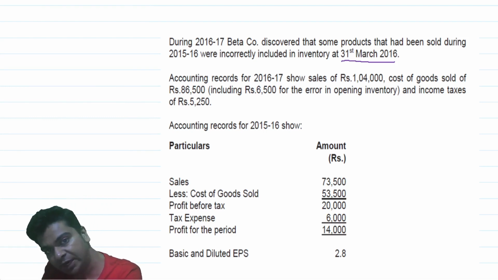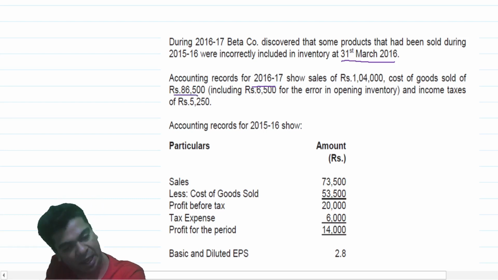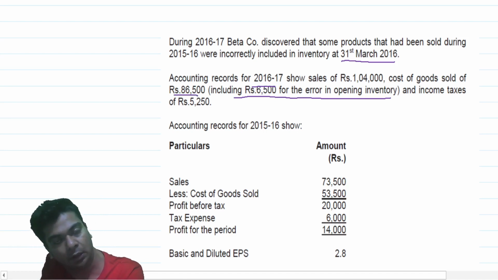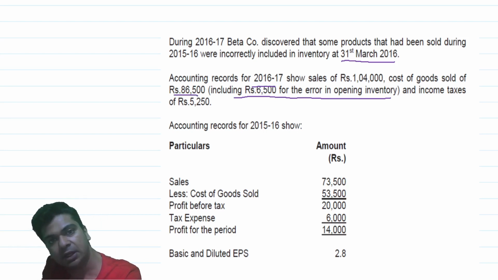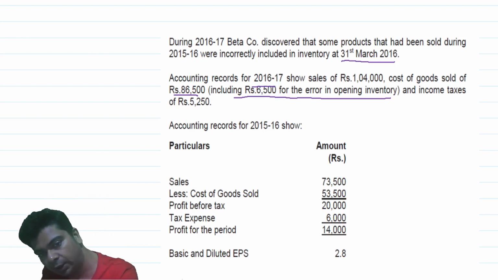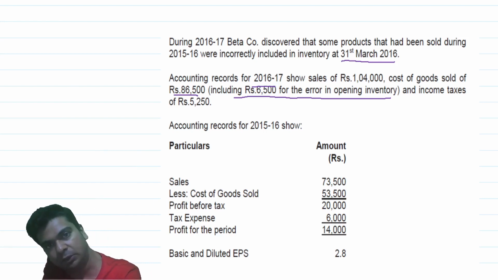It got included in sales. It also got included in the closing inventory. Then they are saying accounting records for 2016-17 show sales of 1,04,000, cost of goods sold of 86,500, including 6,500 for the error in the opening inventory. In the first para, they are saying that certain items which were already sold in the previous year have got included in the inventory. The amount was not given. Now they are saying 6,500 error is there in the opening inventory.